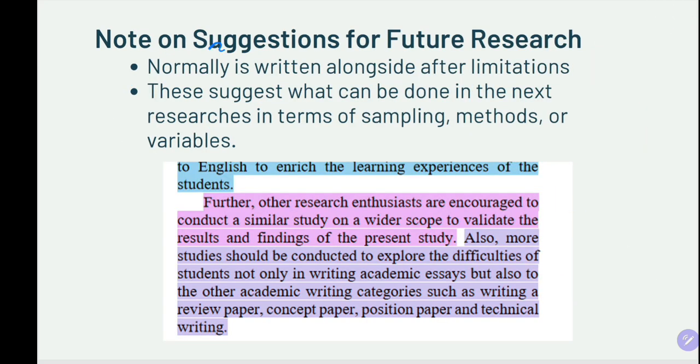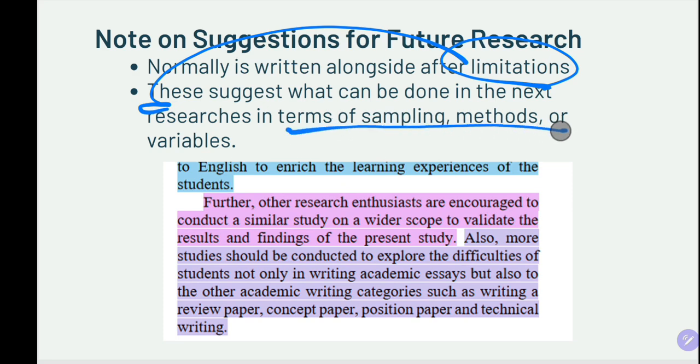So when we have limitations stated, the suggestions for future research section would be providing us the specific recommendations, or rather suggestions, in order for us to improve the next study, probably in terms of sampling, methods, or other variables. Okay, so let's take a look at this particular highlighted statement here.